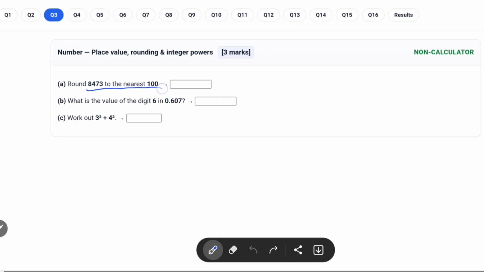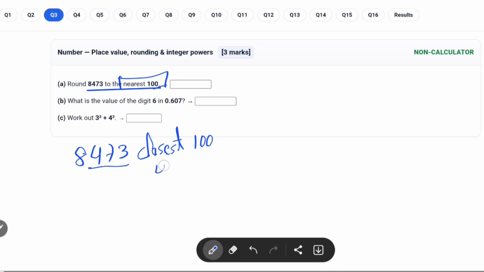The next question is just about rounding and place value, so it should be quite a straightforward question. 8,473 to the nearest 100 is basically a question that is asking us, is it closer to 8,500 or is it close to 8,400? So you tell me.